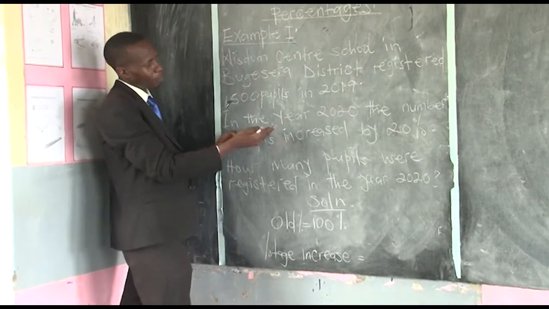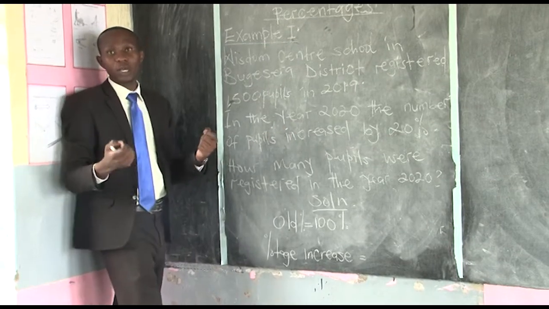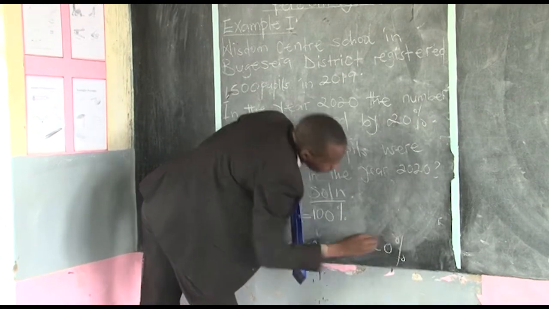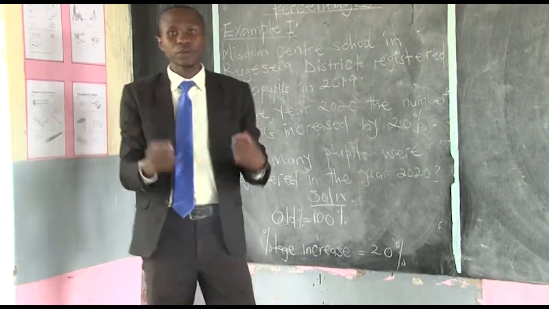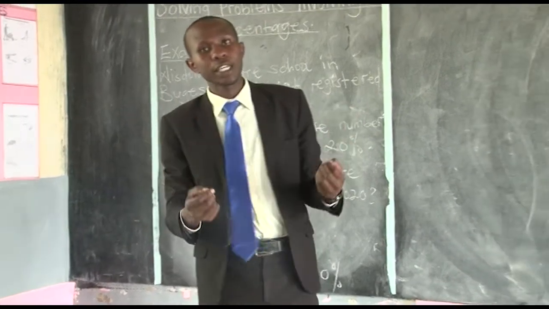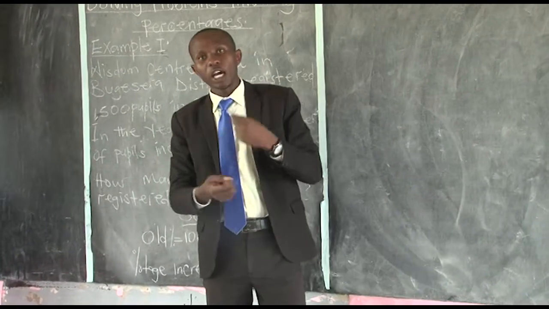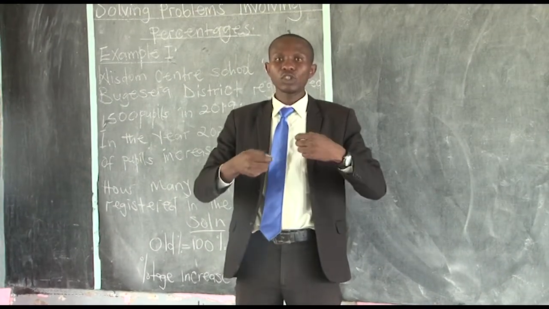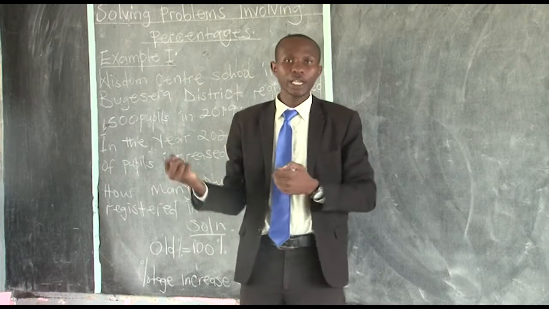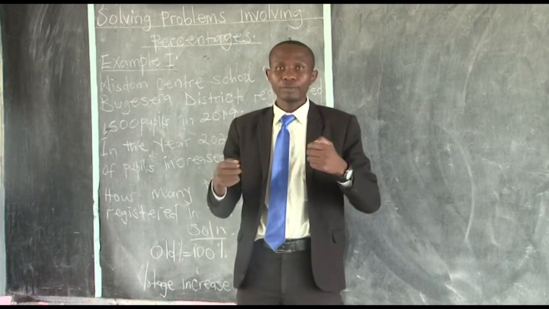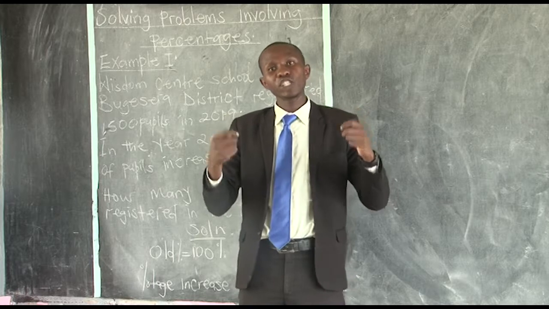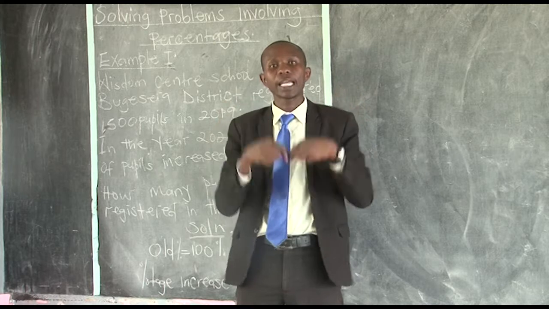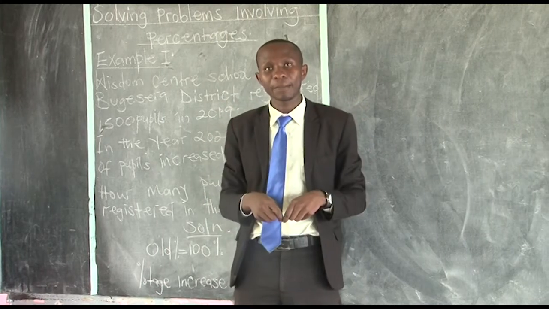They have said this number of kids increased by 20%. So we shall say percentage increase is equal to 20%. That is what they increased with. Then after increasing, definitely you will come out with a new percentage. Because once they talk of an increment, just expect change. And if they talk about increment, then the change you expect should be coming upwards, not downwards. Should be positive on your side. Should be profitable on your side.